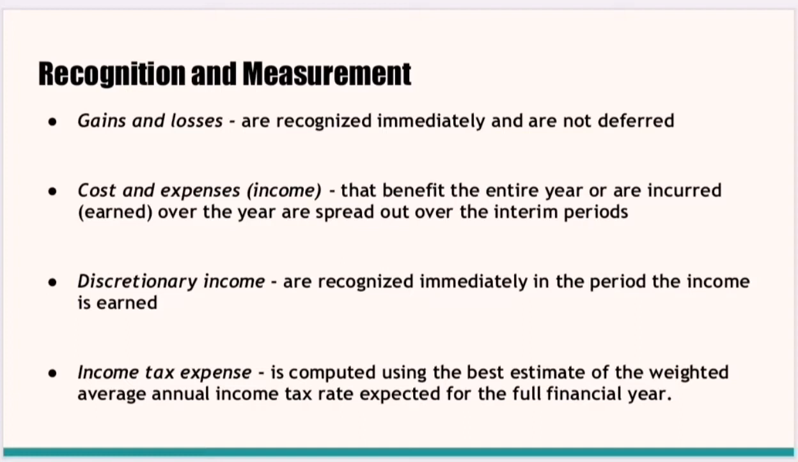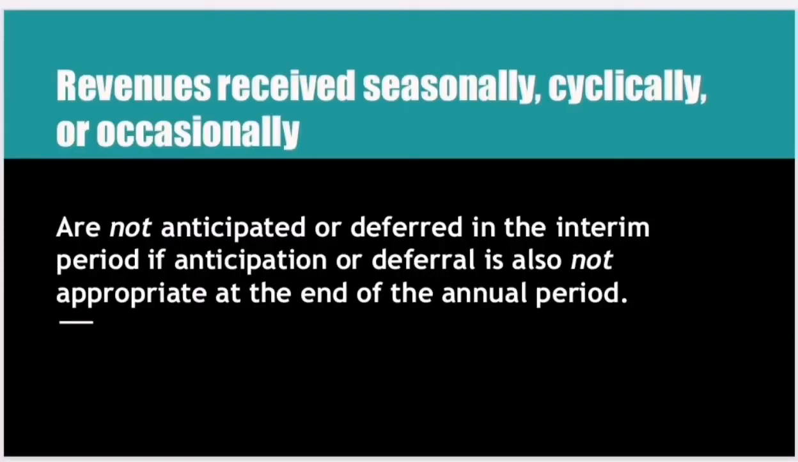Next is recognition of costs and expenses. If costs provide benefit for an entire year or are incurred over the year, they are spread out over the interim periods. For example, depreciation, amortization, insurance expense, and interest expense or income. Discretionary or optional income is immediately recognized in the period the income is earned, such as dividend income. Lastly, income tax expense in the interim periods is computed using the best estimate of the weighted average annual income tax rate expected for the full financial year.